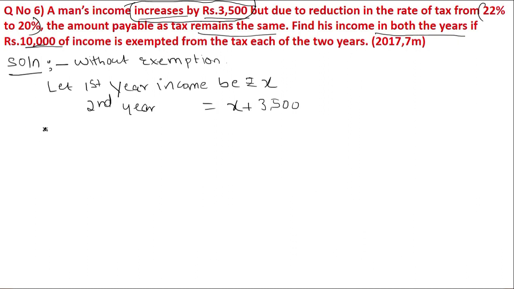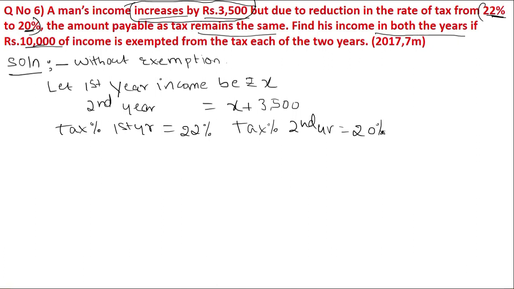So now what are they telling? Tax in the first year. So I will write the tax also. Tax percentage, first year: how much? It is 22%. Correct. Then tax percentage, second year: how much? Here it is 20%. Correct. So the tax amount is the same. You can see the tax amount remains the same.